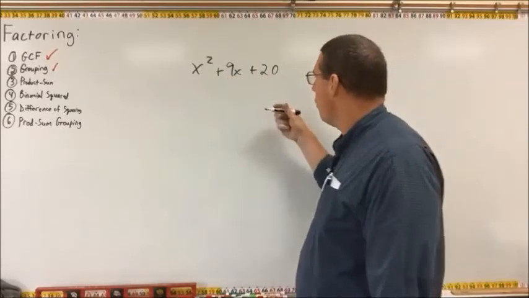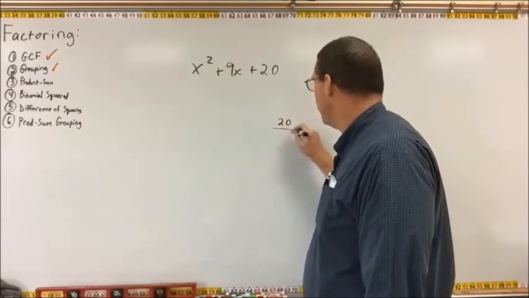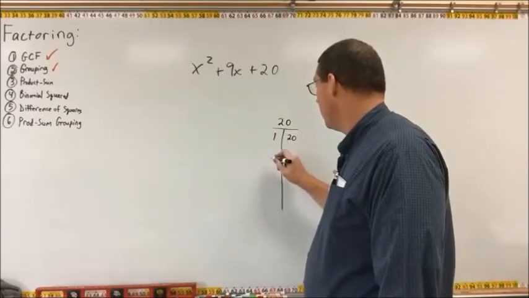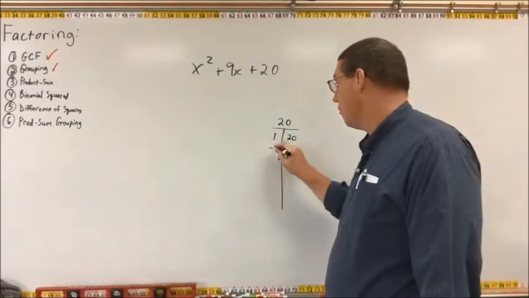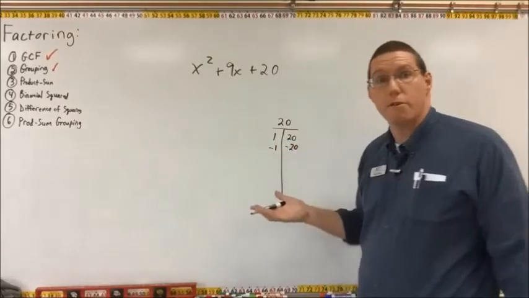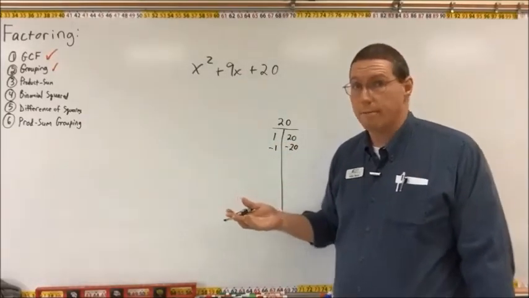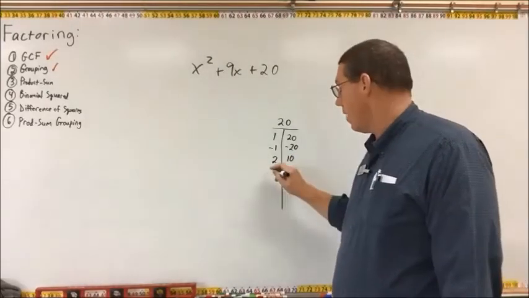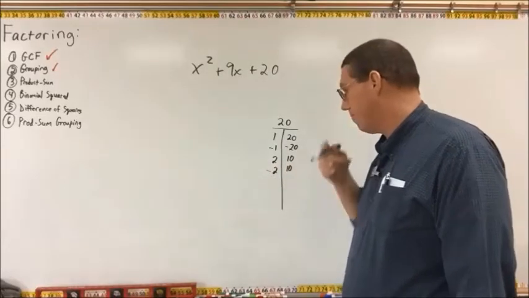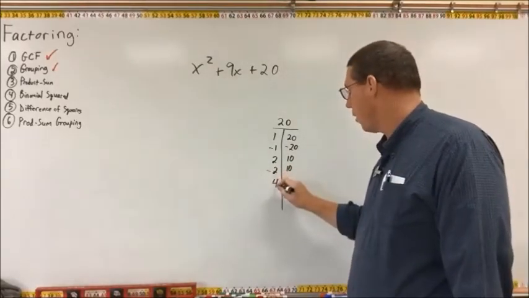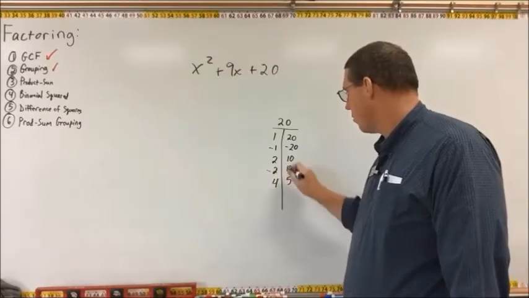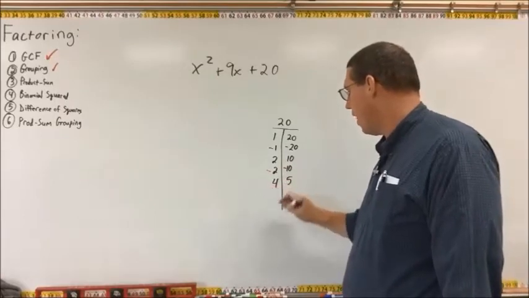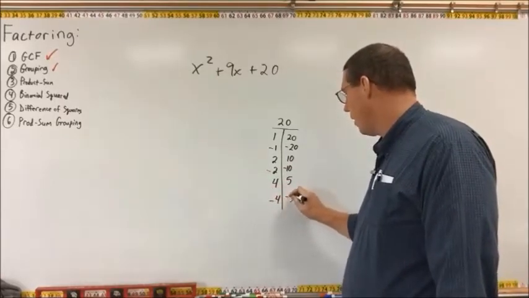So let's think of all the numbers that multiply to equal 20. Well, there's 1 and 20. Let's not forget -1 and -20, because two negatives are equal to a positive, right? So we have to remember that. Then there's 2 and 10. Then there's -2 and -10. Excuse me, I first said -2 and 10, but that's -2 and -10. Sorry about that, folks. Then there's 4 and 5, and then there's -4 and -5.